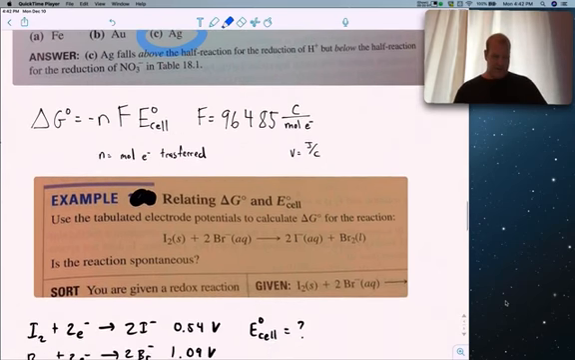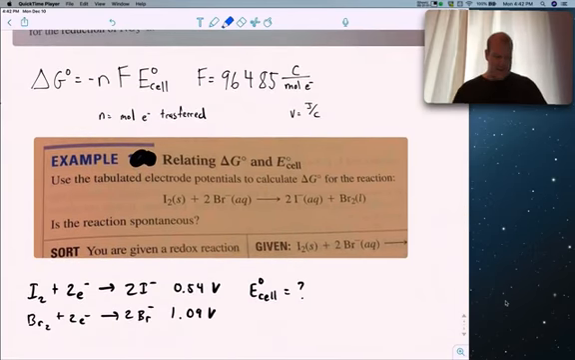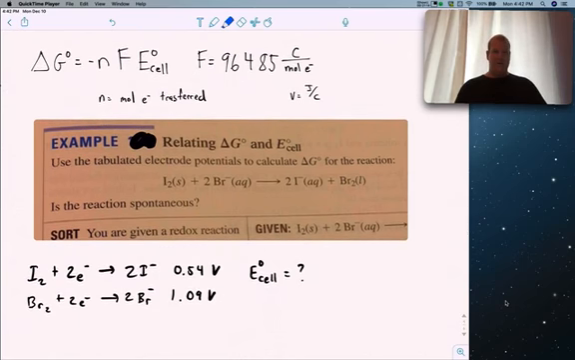Okay. And then I already mentioned this, the delta G0 is minus nF E0 cell, and n is equal to the number of moles of electrons transferred. F is Faraday's constant, 96,485 coulombs per mole electron, also a joule. A volt is a joule per coulomb. Okay, so is this reaction spontaneous?